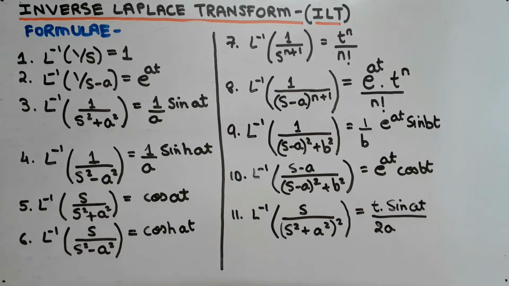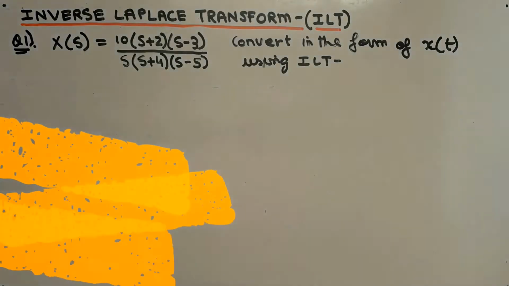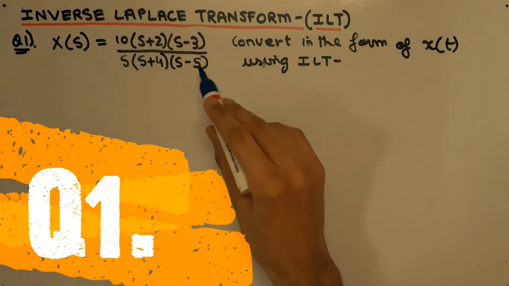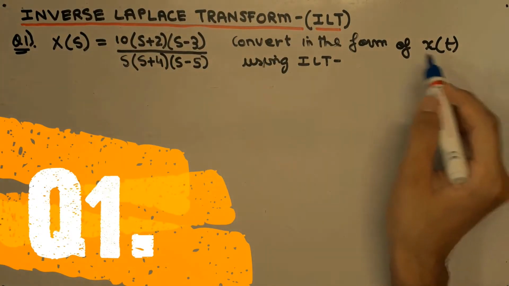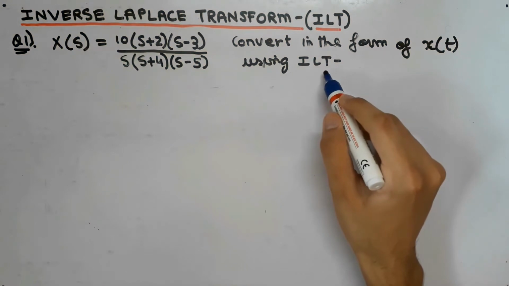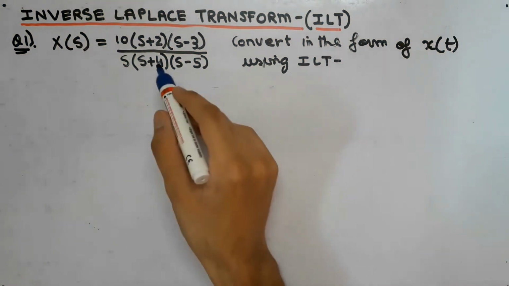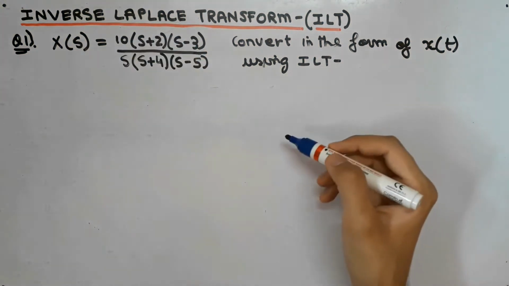Now we will be doing a couple of questions on ILT which will help you to know when and where you have to use these formulas in the question. In question number 1, we have to convert this in the form of x(t) using inverse Laplace transform, that is ILT. So now first of all we are going to write this in the form of a partial fraction.